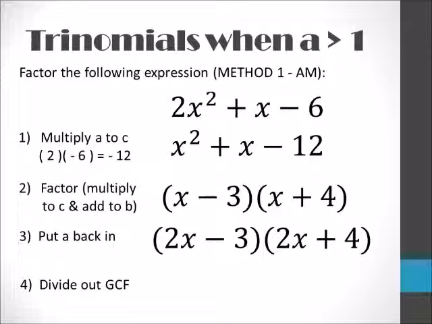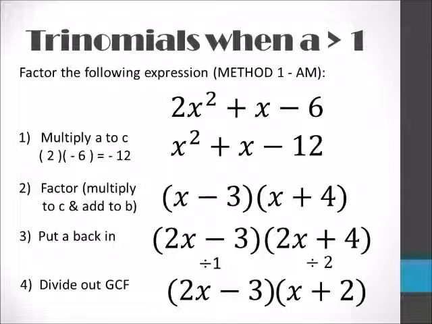The last step will be to divide out the GCF. The GCF of your first term, 2x minus 3, is 1. So that expression does not change. The GCF of the second expression, 2x plus 4, is 2. So we're going to divide out 2 to get x plus 2. So our final expression in factored form is 2x minus 3 times x plus 2.